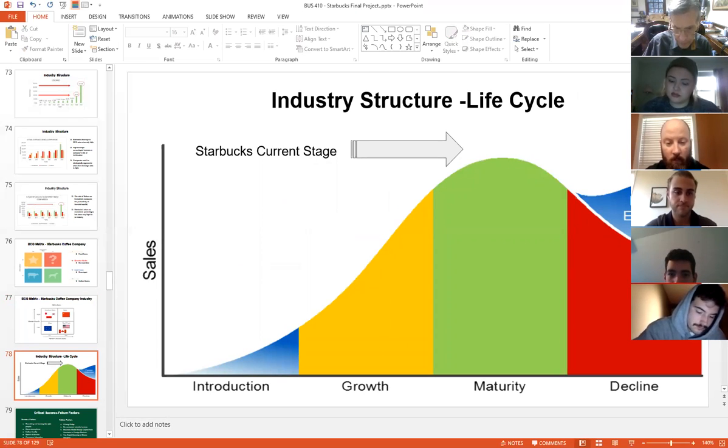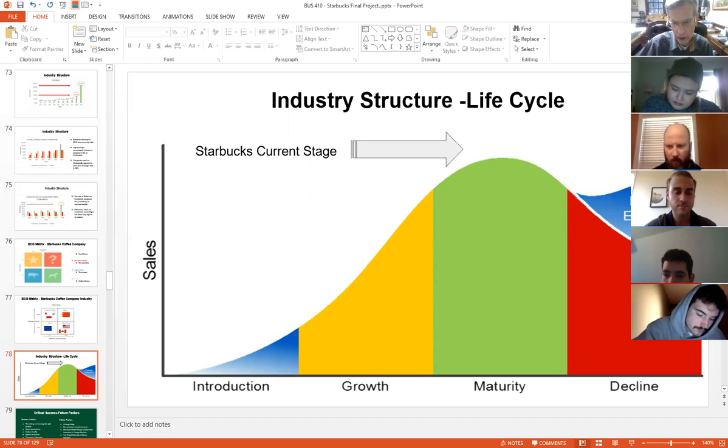Okay, so here we have the industry structure life cycle. We can see by the arrow that Starbucks' current stage is the maturity stage because it is a very well established company in its market and in its industry. The next stage is going to be the product extension. It's definitely not a decline, and the product extension is going to happen as Starbucks introduces more products into its menu, and as it expands into newer markets, into newer countries.